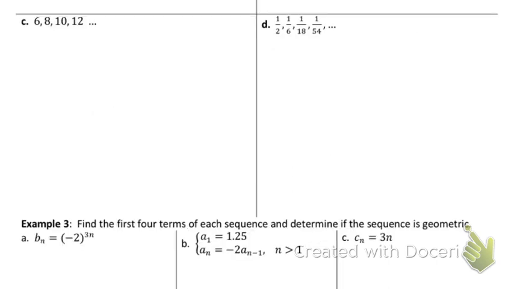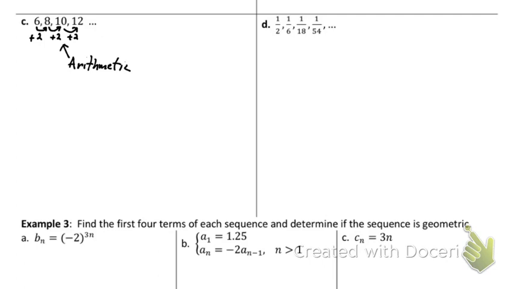All right, our next one, 6, 8, 10, 12. Does that look geometric? No, it's arithmetic. This is arithmetic because it would actually be a plus 2. So in my mind, I always check if it's arithmetic first. And it is plus 2, so that's arithmetic. And it doesn't say we have to do anything if it's arithmetic. If you want to write your arithmetic formula down, I'm just going to say it's arithmetic because we're on a geometric unit.